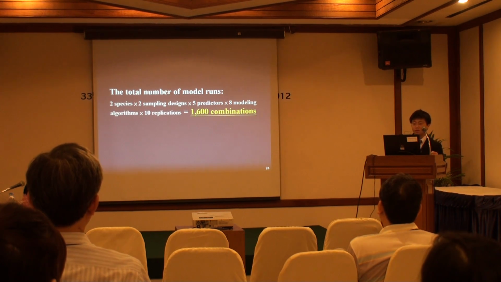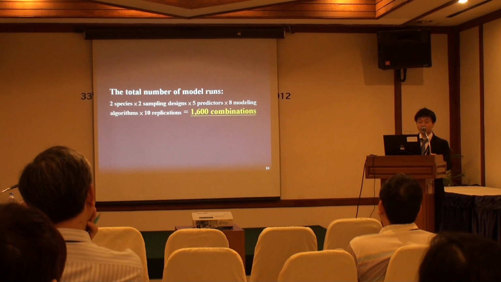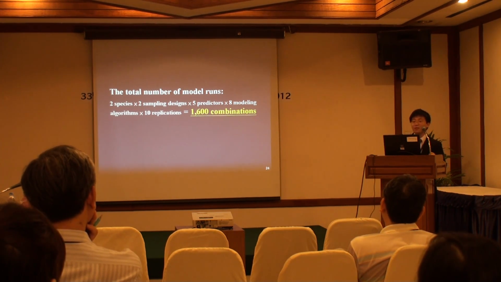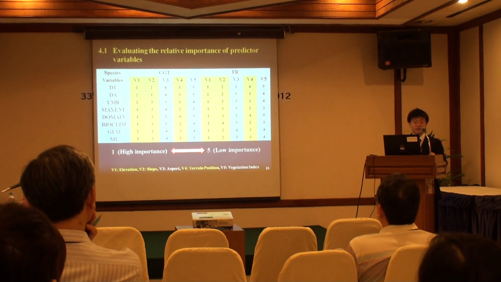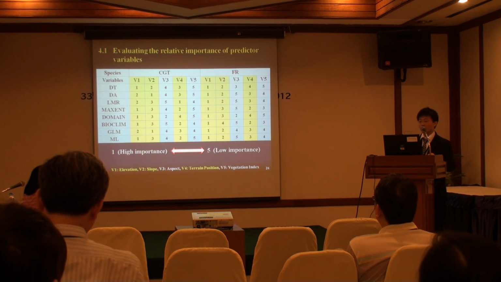If we follow the processing, the total number should be around 1600 combinations. That's a large amount of calculation. So we try to reduce the data dimension and improve our calculating efficiency. I summarized that table to show you the relative importance of each predictor variable. And we could find the number.